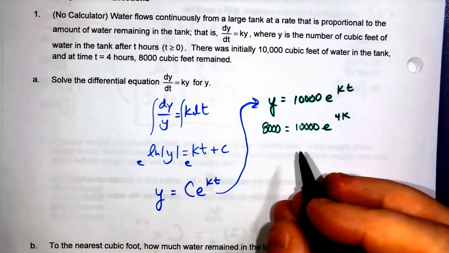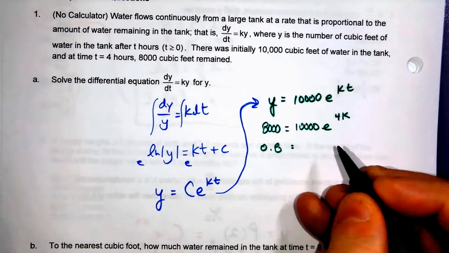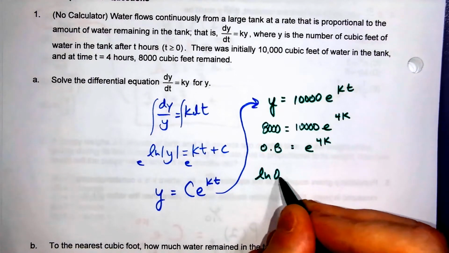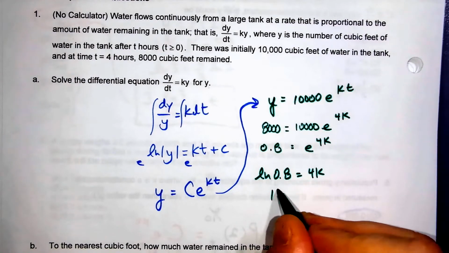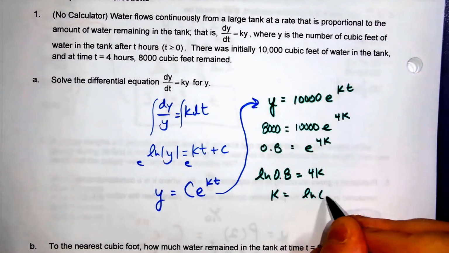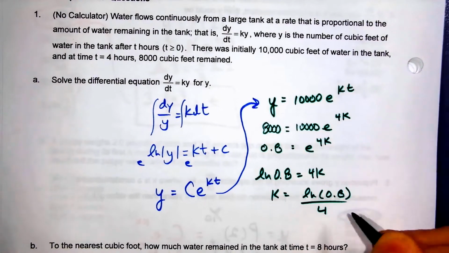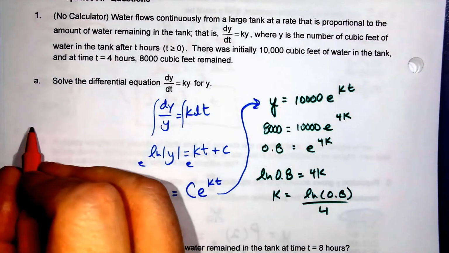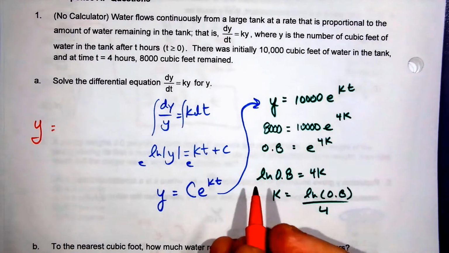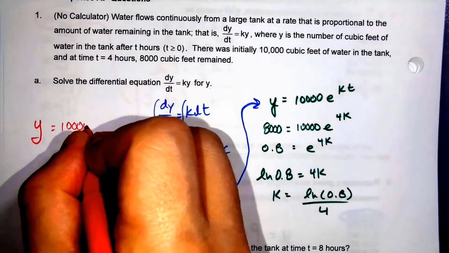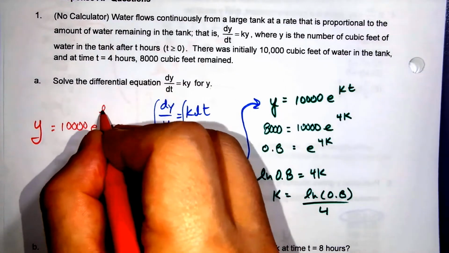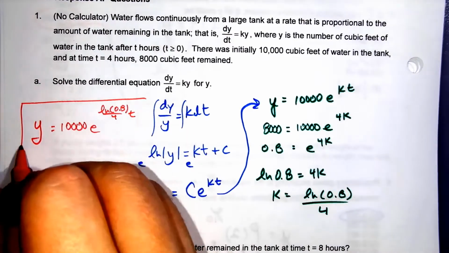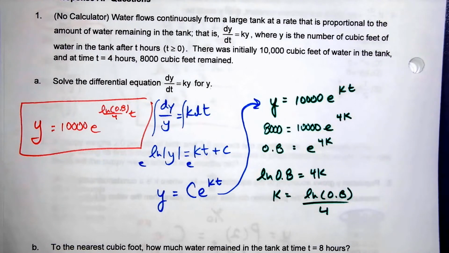Divide by 10,000, no calculator, so I have to go 0.8 equals e to the 4k. Log both sides, ln 0.8 equals 4k. And so k is equal to ln 0.8 over 4. It did ask for the actual solution, so as a final answer here, if I was actually taking the test, I would say y equals, what was our initial again? 10,000 e to the ln 0.8 over 4 multiplied by t. And that's the answer I would box or somehow indicate as my final answer.